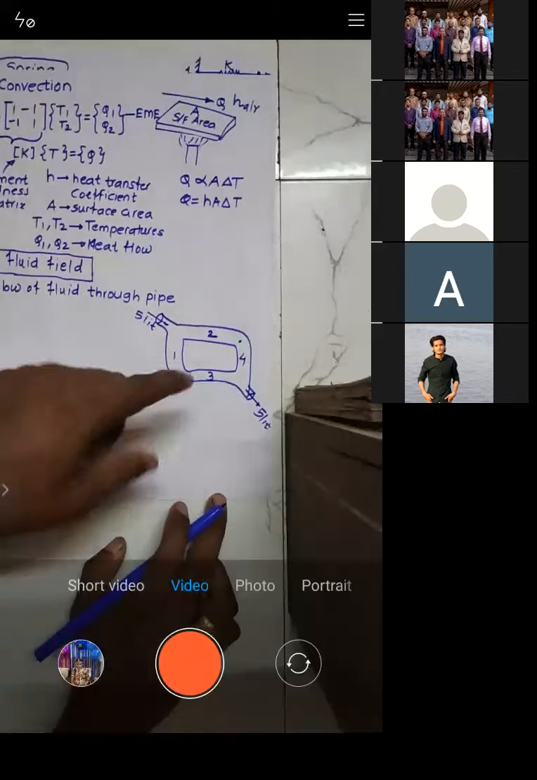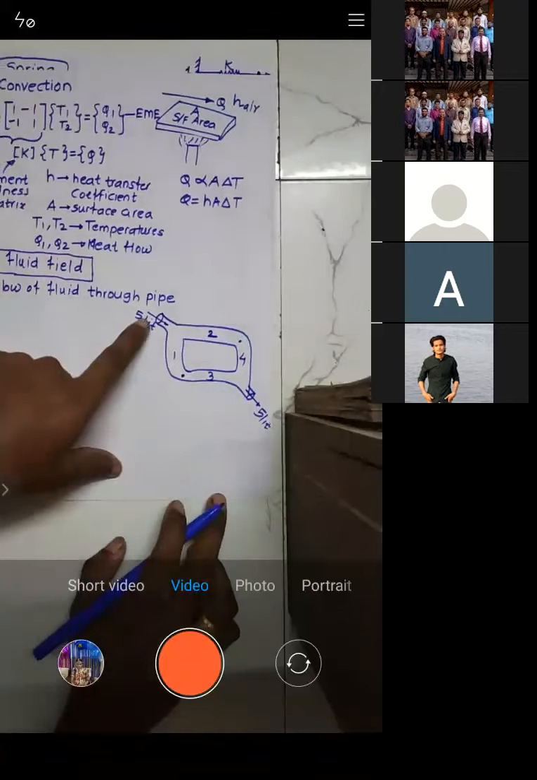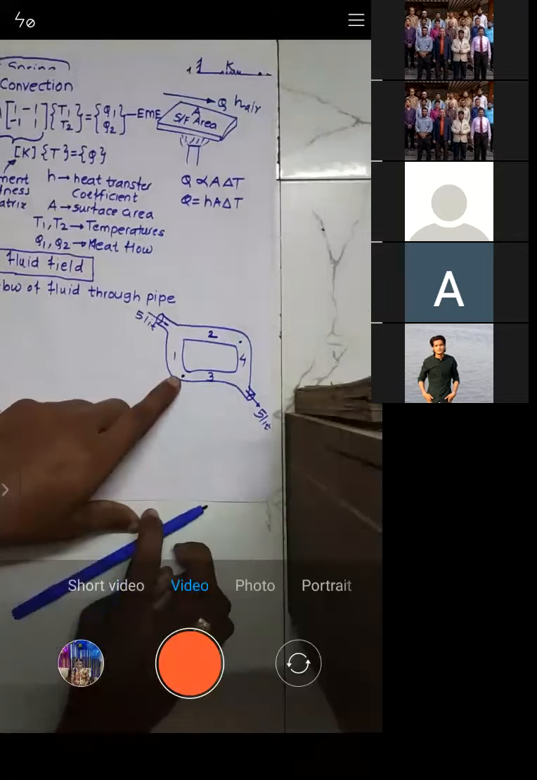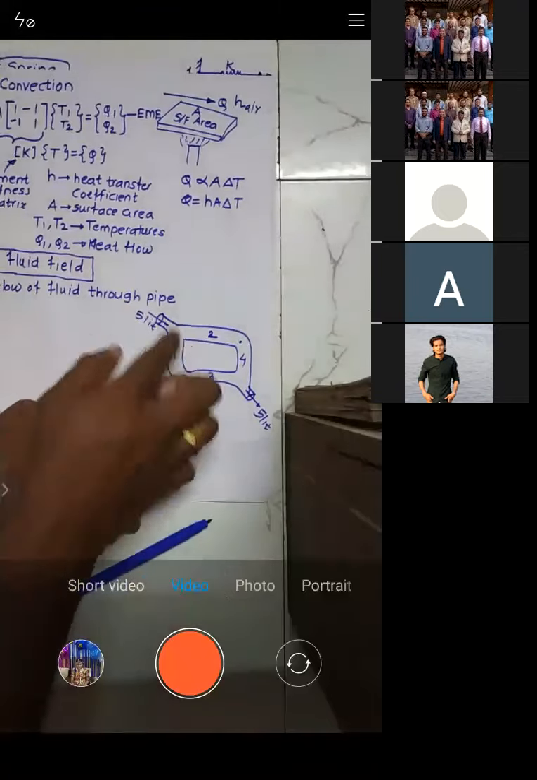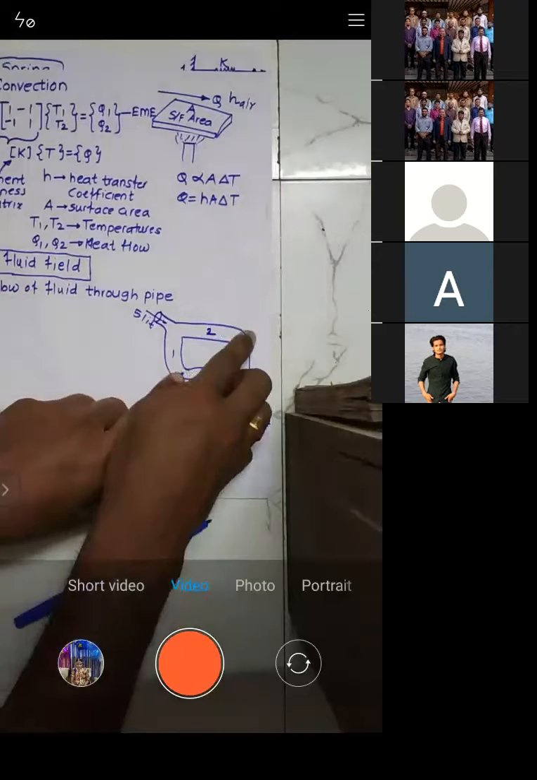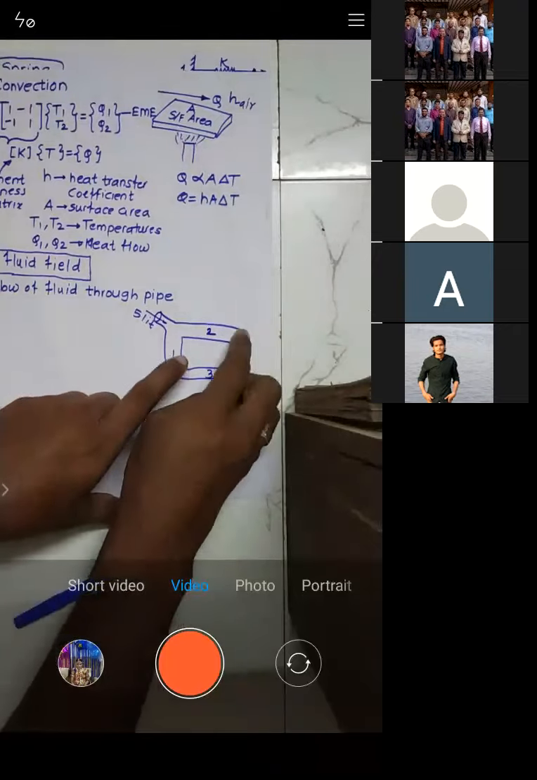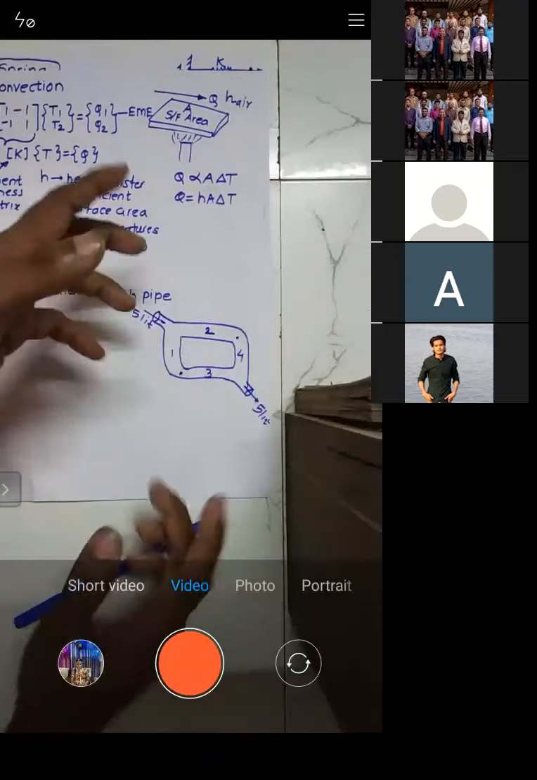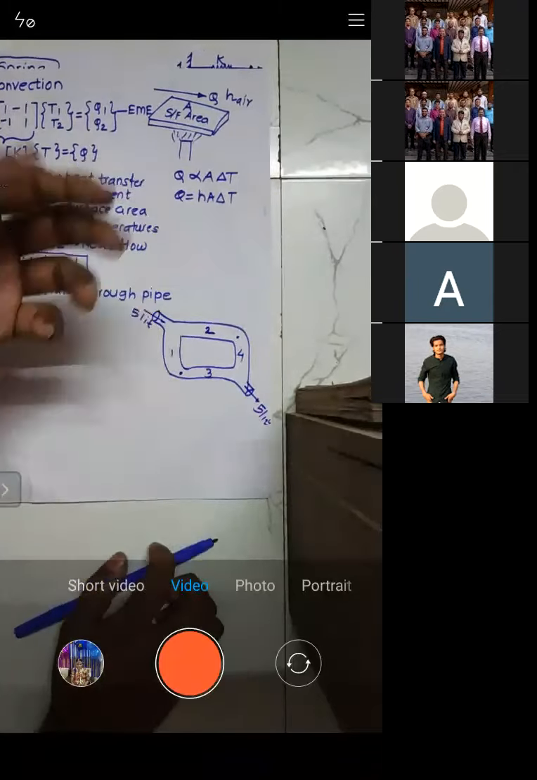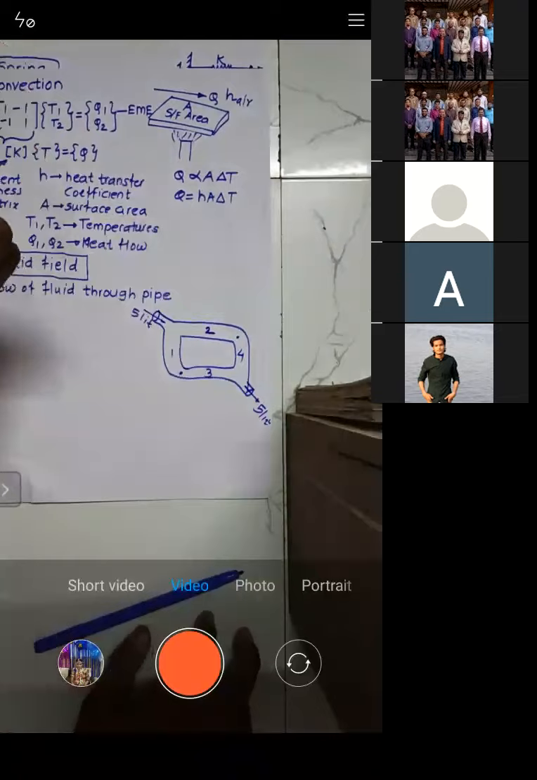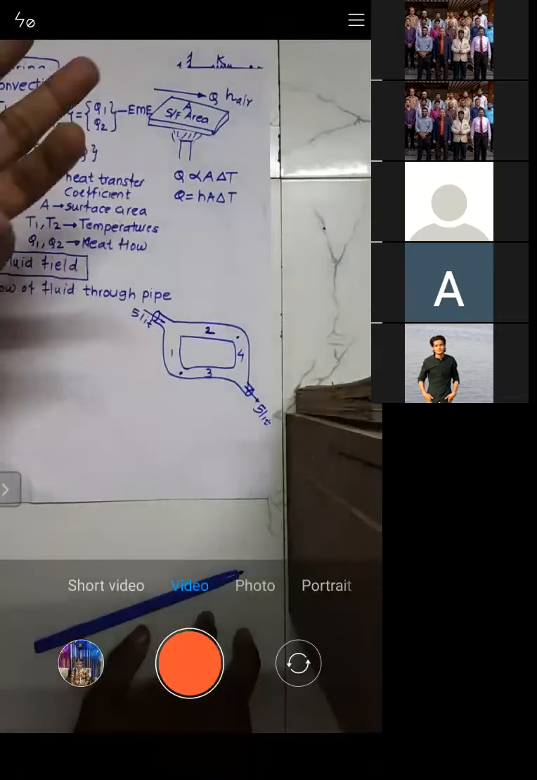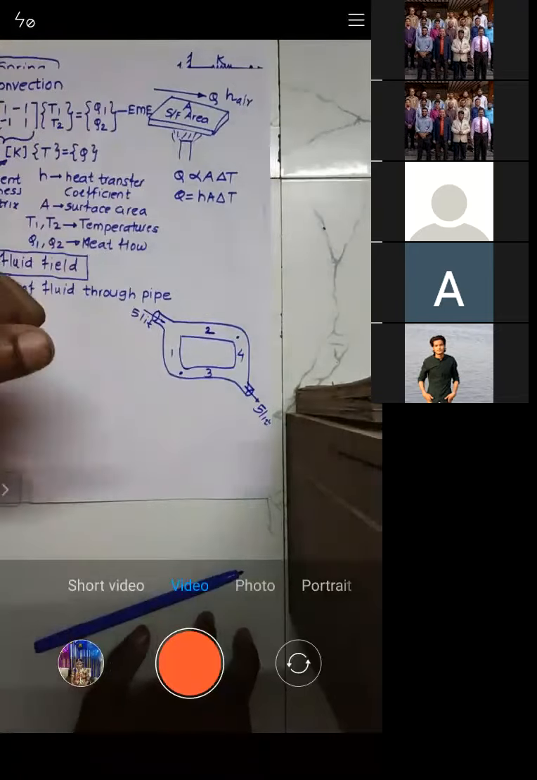If you're putting 5 liter here, obviously the 5 liter gets distributed here and here. So it might be 3 plus 2, 2 plus 3, 4 plus 1, 2.5 plus 2.5, like that. In any manner we can have. It will depend upon the diameter of the pipe and the dynamic viscosity. All those parameters will be there.